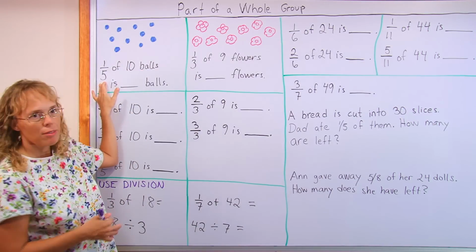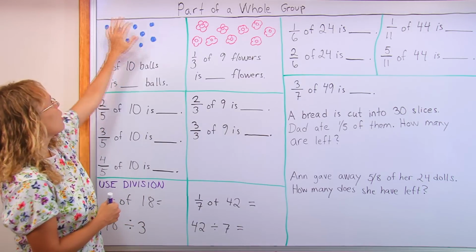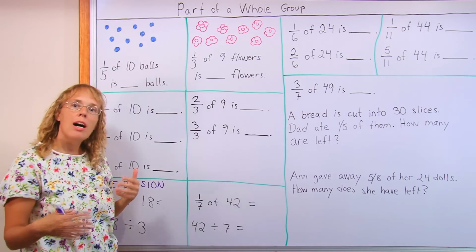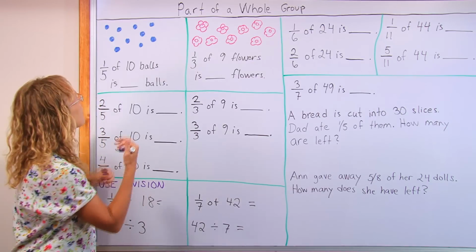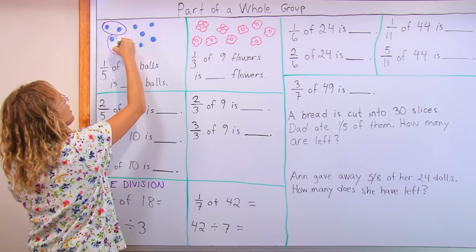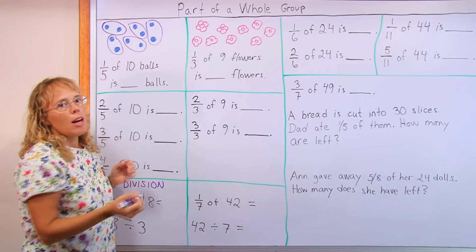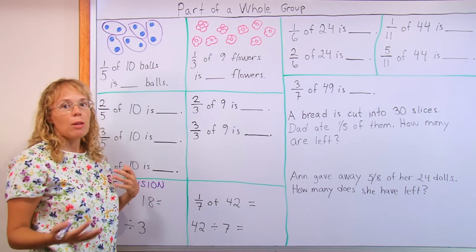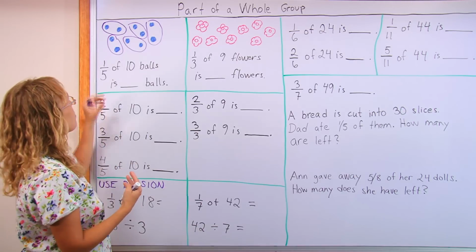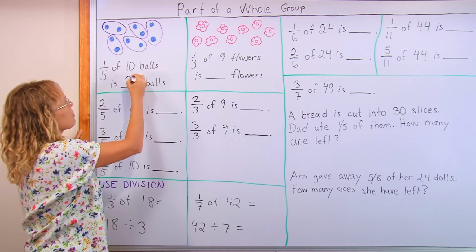If we need to find 1/5 of 10 balls, that means that these balls need to be divided into 5 groups. So let's say that I circle them, make the groups like this, here, here, here, and here. Now I have my 5 groups, and now it is easy to find 1/5 of the 10 balls. It's of course one of these groups. So it is 2 balls.